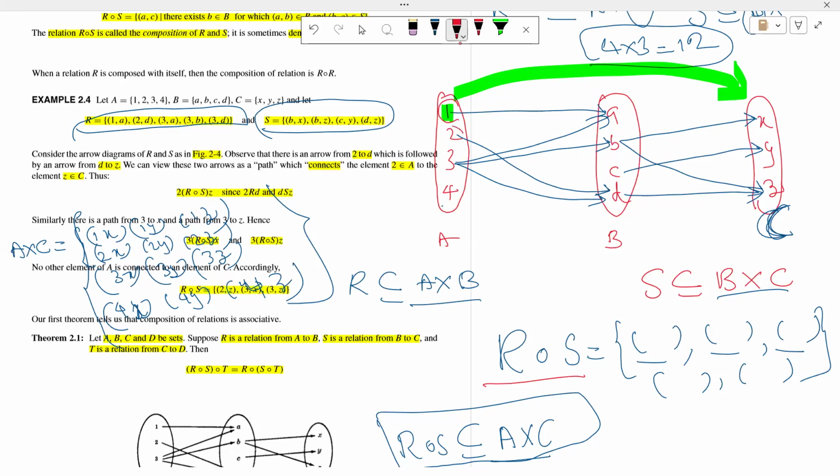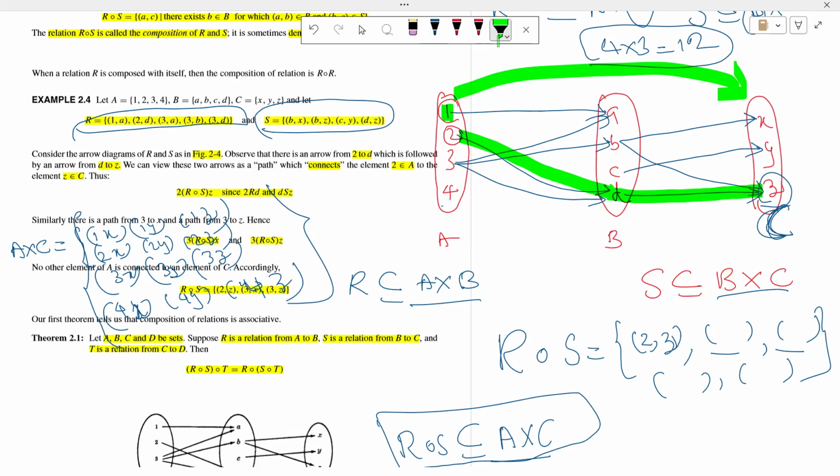Then I can take the second element, 2. If I take the second element, from this element I can move to d. Also from d, I can move to z. Then 2 and z are one ordered pair. 2 and z are one ordered pair in the relation R of S, right?